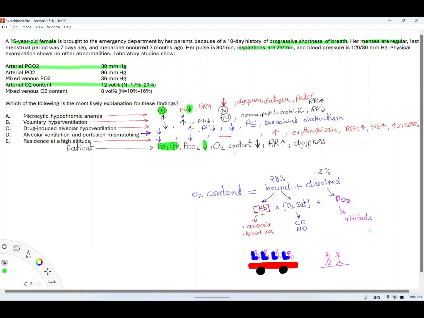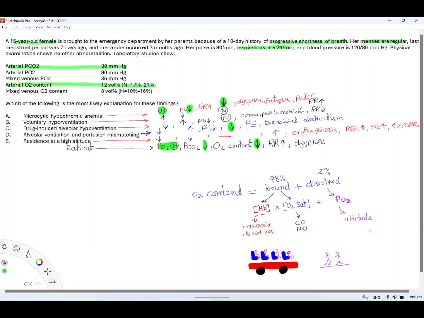Let's do next. Oxygen content. Oxygen content was decreased in anemia, so this matches with our patient. Whereas in hypoventilation, the content is decreased, so this matches too. But remember, in the case of hypoventilation, we would expect carbon dioxide to be increased, so that's not a good thing, so it doesn't match.